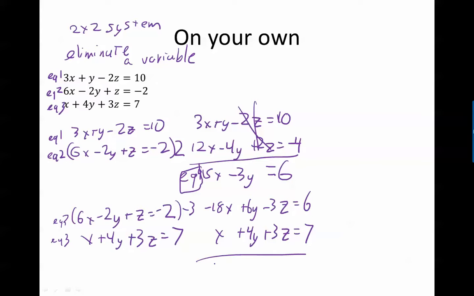Okay, adding that together, I get negative 17x plus 10y equals 13. And there's my equation 5, right? Again, two equations with x and y.